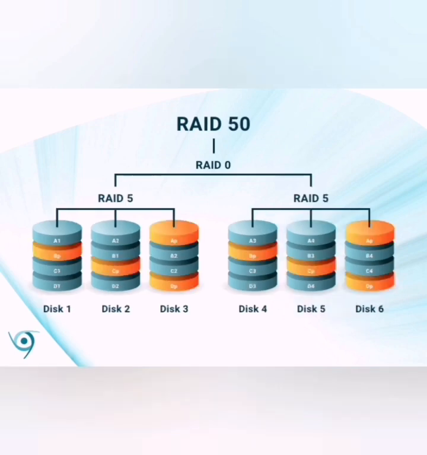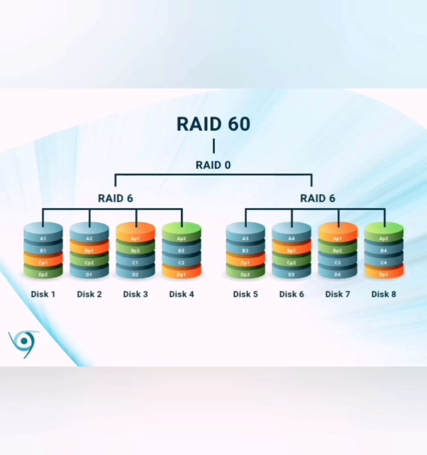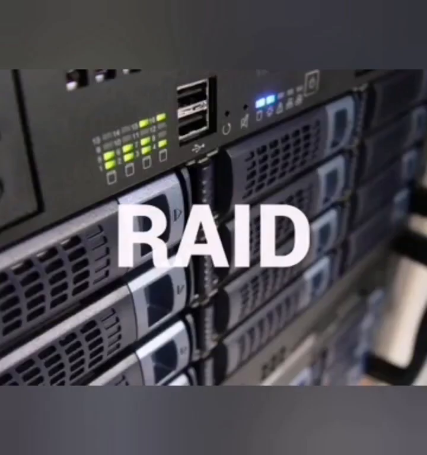Similarly, we go to RAID 50, which is also a combination of RAID 0 and RAID 5. As well, we are speeding up the writing of data on both RAID 5s using RAID 0, and at the same time, we are conserving the data with RAID 5. As well, RAID 60 also speeds up the writing of data using RAID 0 and conserves the data using RAID 6 configuration.